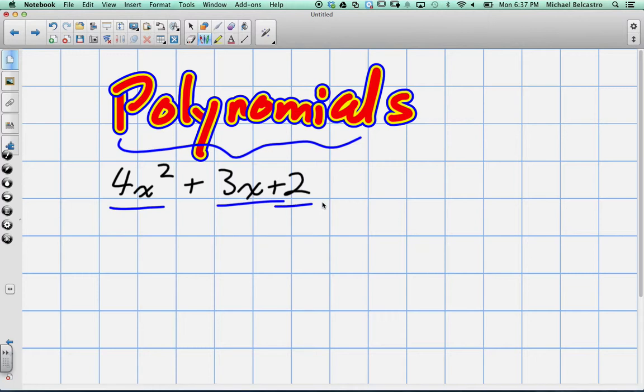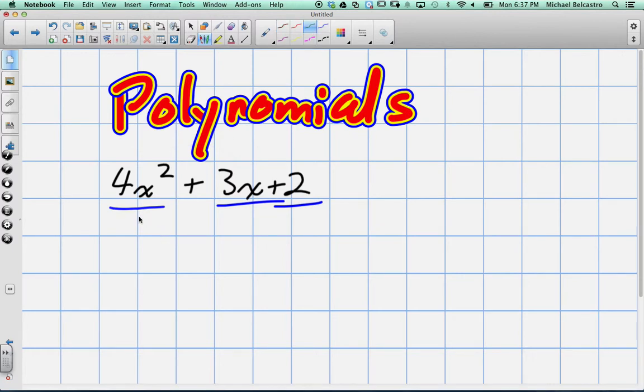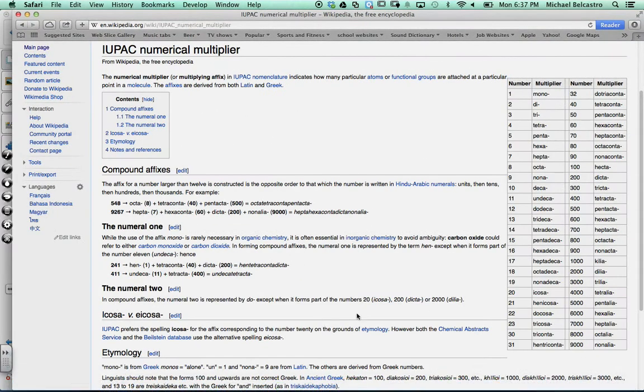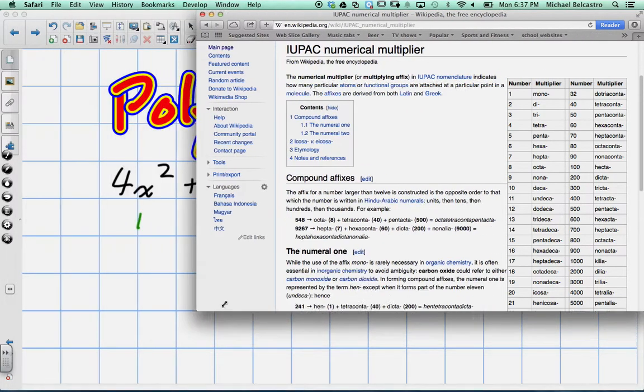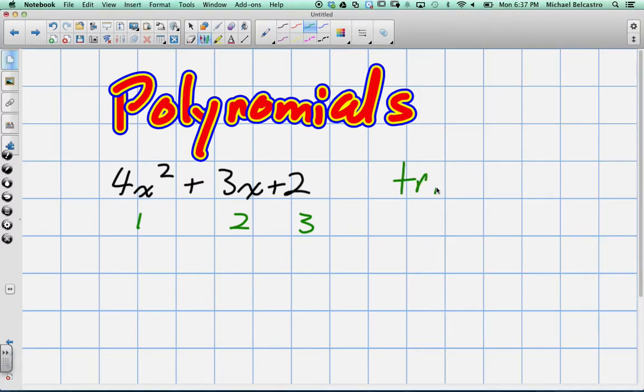All three of these can't be simplified any farther. None of them are like terms. So in other words, how many different terms are there? 1, 2, 3. So 3 of something, and we're going to show our little Wikipedia page we looked up here. 3 of something is tri. So this is technically a trinomial.